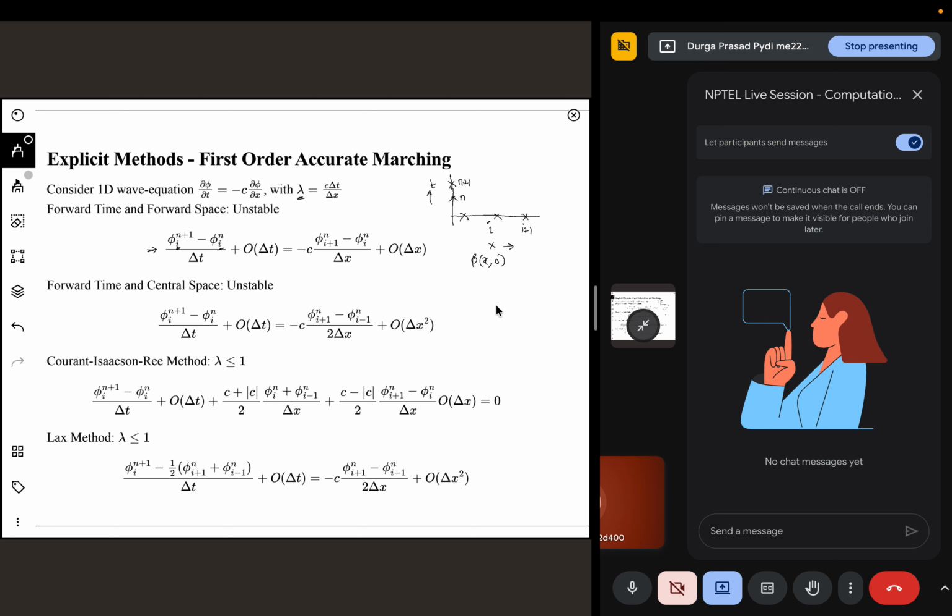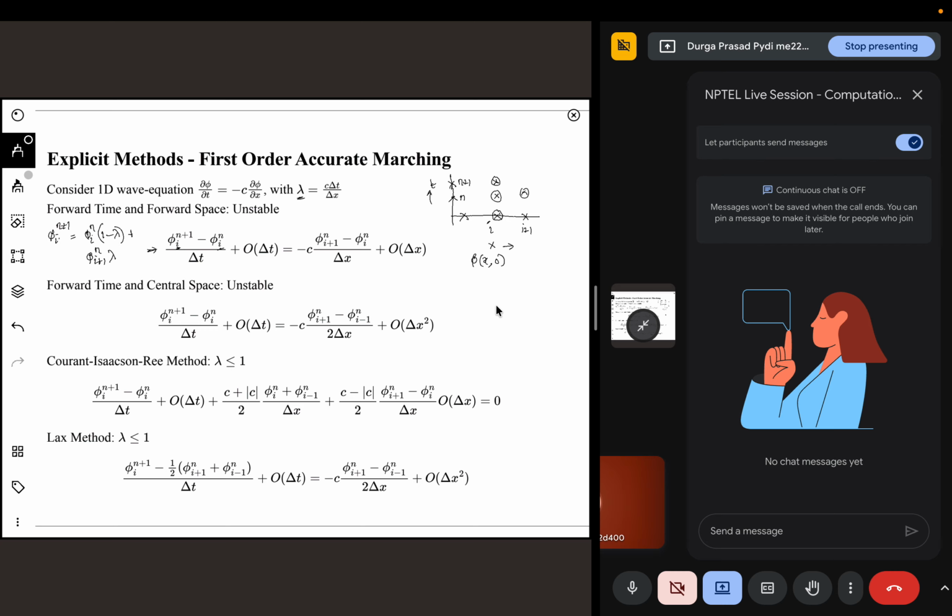If you were to rewrite this equation in terms of lambda, just take it on the other side. It will be something like phi n plus 1 is phi n times 1 minus lambda plus phi I plus 1 n times lambda. The main problem here is, in order to update the value of phi at n plus 1, we are actually using the value at I plus 1 and I at the previous time step.